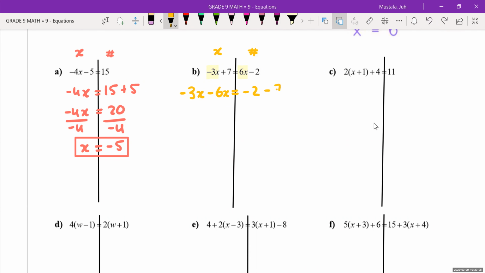Oh my gosh, it's not letting me write. There we go. Are we allowed to add negative 3x minus 6x? Are those like terms? Yes, they are. So we are allowed to add those because they both have the same variable and the same exponent. And I'm allowed to add negative 2 minus 7. Those are both constants. To get rid of the negative 9, I'm going to divide both sides by negative 9. And I'm going to get x is equal to negative 9 divided by negative 9, which is just a whole number 1.